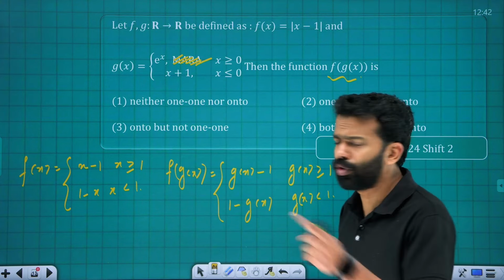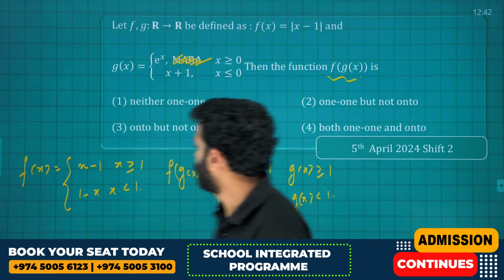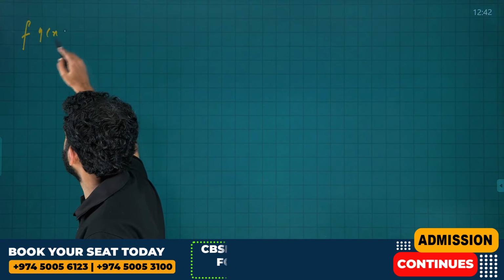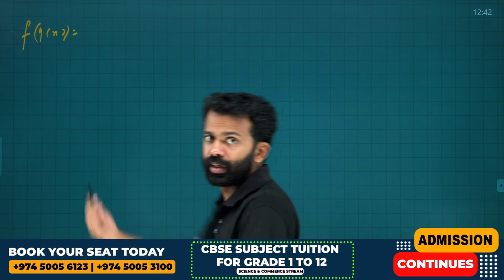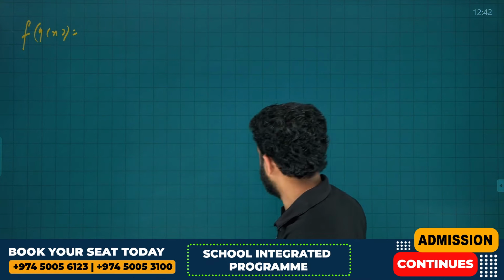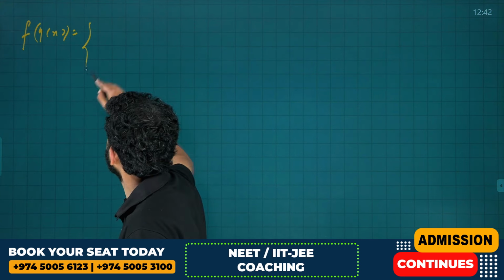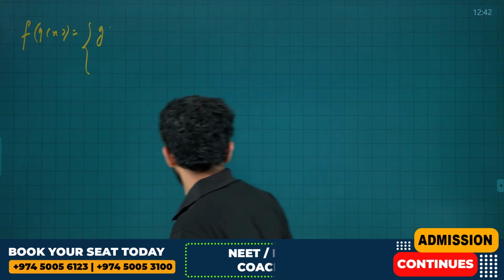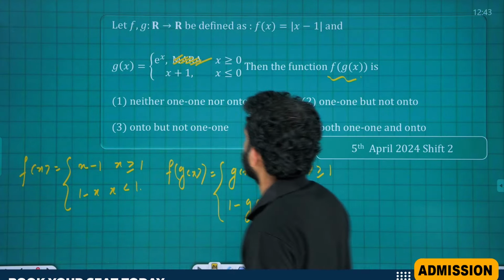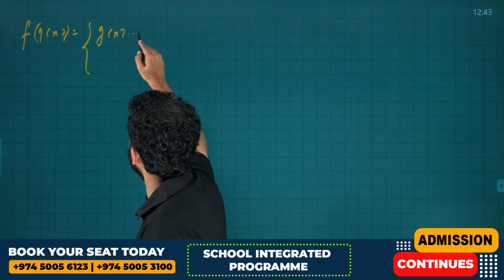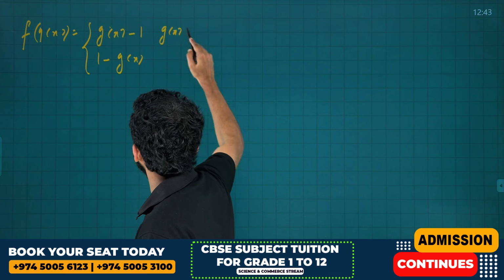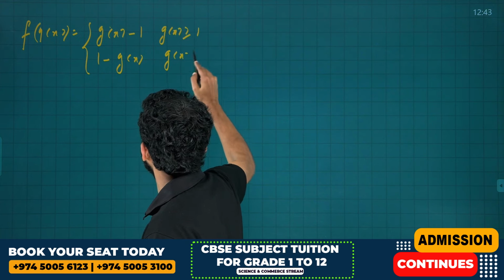Okay, I think we can formulate it on the next slide. That will be better. That is f of g of x. Again, what is f of g of x? There is one more thing to describe and detail. I think it will be better if you do it on one slide. That is g of x minus 1 and 1 minus g of x, if g of x is greater than or equal to 1 and g of x is less than 1.